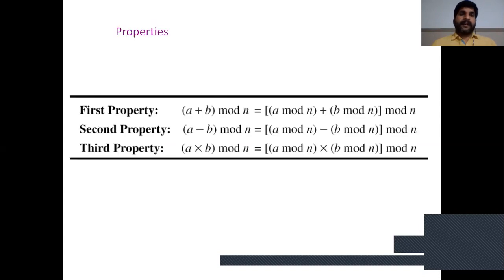Now the next properties. First property: (A plus B) mod n equals ((A mod n) plus (B mod n)) mod n. Second property: (A minus B) mod n equals ((A mod n) minus (B mod n)) mod n. Third property: (A cross B) mod n means ((A mod n) multiplied by (B mod n)) mod n.